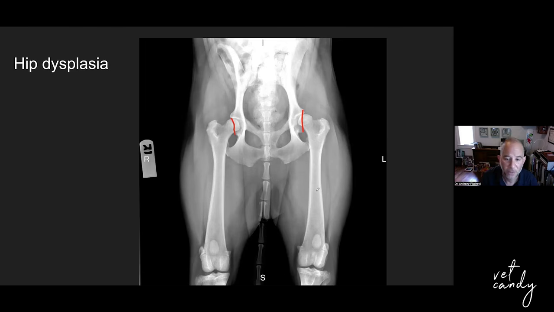I think most people would agree, and studies have shown, that the ideal assessment for screening of hips is the PennHIP method, which I don't have an example of here, but it's another way you can assess for hip dysplasia in young dogs. You can do that at a really young age, I think as early as 5 months for PennHIP. You've got to wait 2 years for OFA.